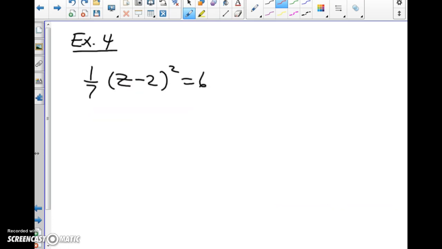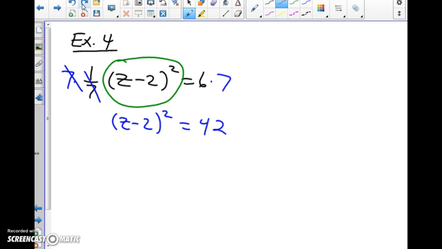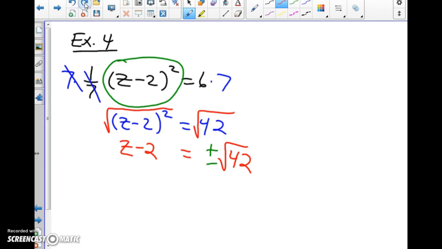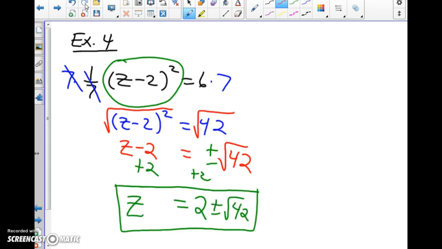Do this one, the last column. Here's what you do. You multiply both sides by 7, and you get 42. Now what do you do? Square root both sides. That gives me z minus 2 equals the square root of 42. But remember, it's plus or minus. Now add the 2 over, and here's the final answer: 2 plus or minus square root of 42.